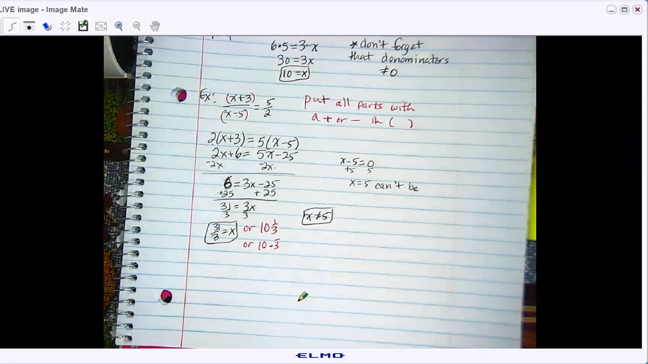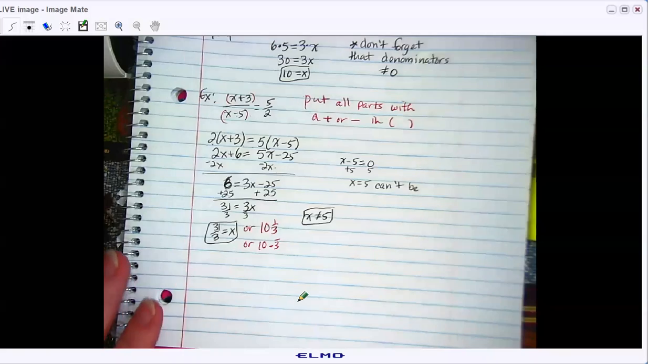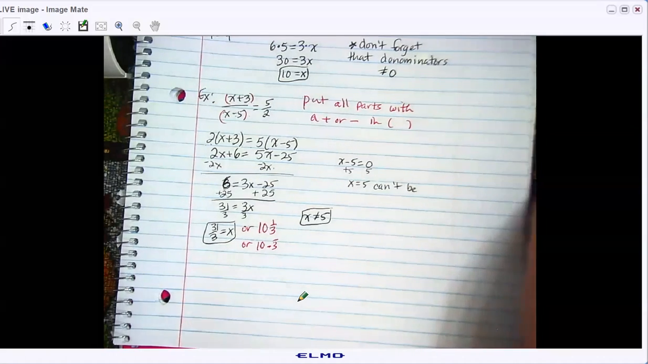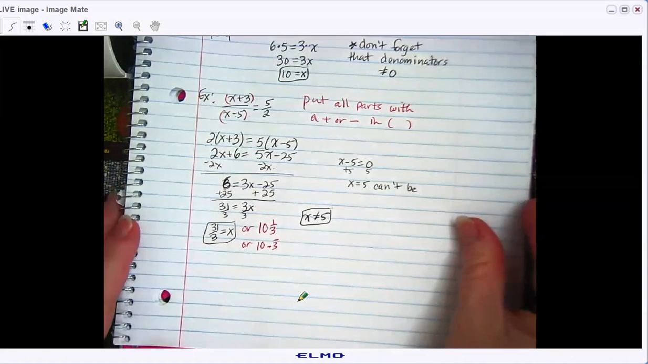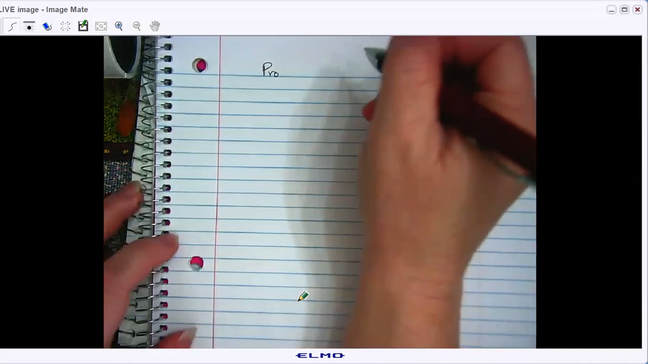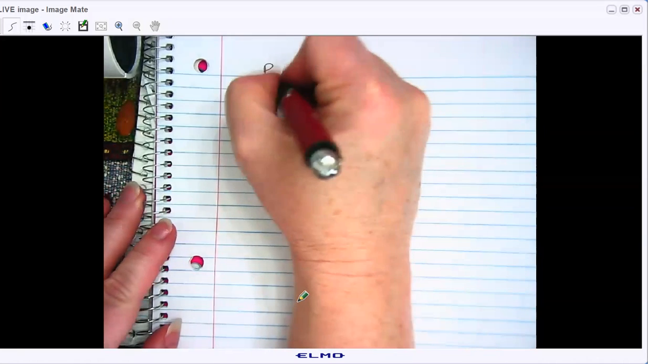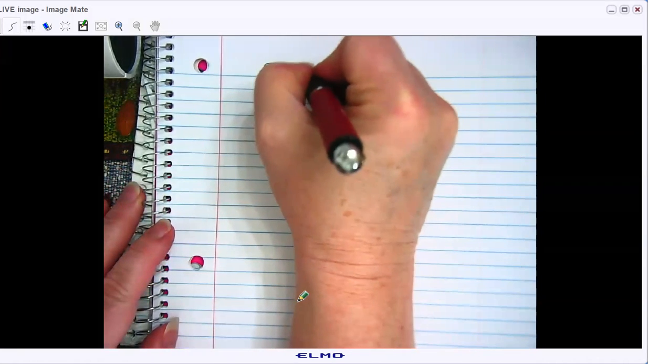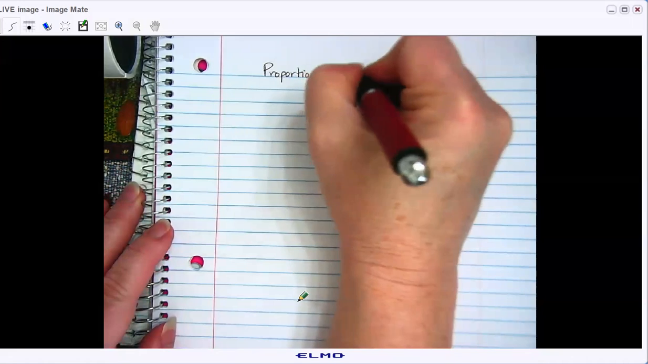Okay. So why did we talk about proportions and being able to cross multiply? Because we're talking about proportional lengths. Proportional lengths, which means it's just a comparison of the lengths of sides.